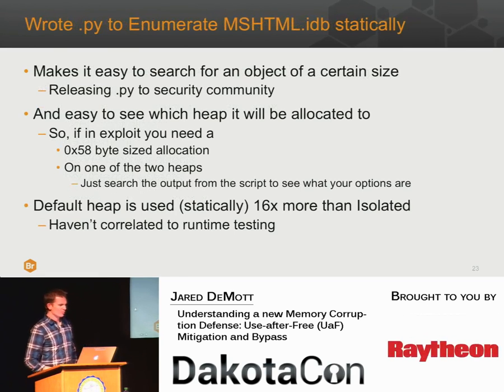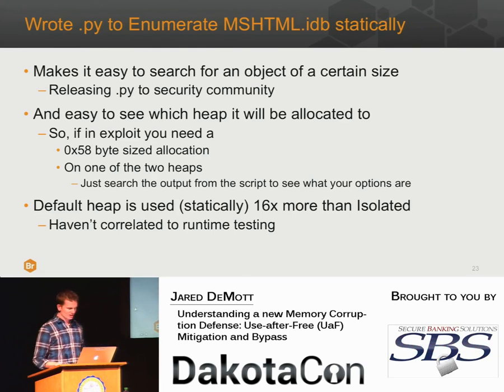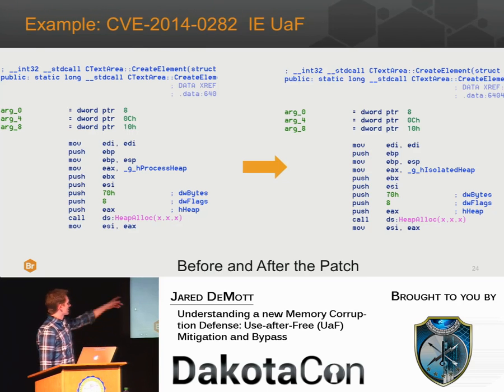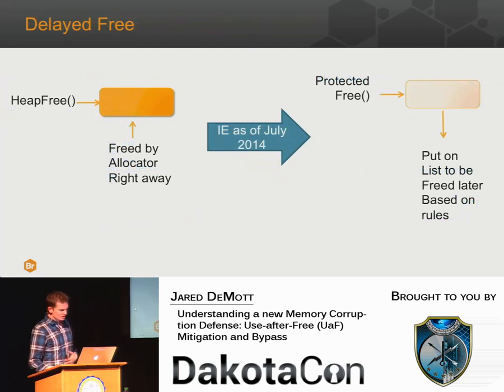One of the things I did was I wrote a Python script, which I released already, that basically just enumerates the IDB from IDA Pro and finds all the different allocations and says these are all the ones that live on the isolated heap that are this size, these are all the ones that live on the default heap that are this size. So it can help you if you're trying to figure out, for example, the CTextArea element object used to be on the process heap, and now it's on the isolated heap, and it's really easy to tell. It's not hard to figure that out in disassembly because the symbols are there essentially. And you can see clearly that it's the same size, same object, just goes to a different heap now. So nothing too crazy there, really.